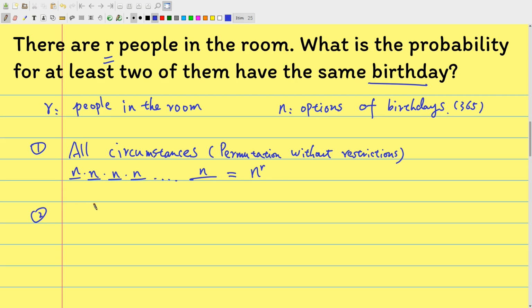Now we also need to consider the other things. People do not have the same birthday. Okay, that means every person has a different birthday. So how can we do that? That means people have no same birthday. Okay, we still have our R people.